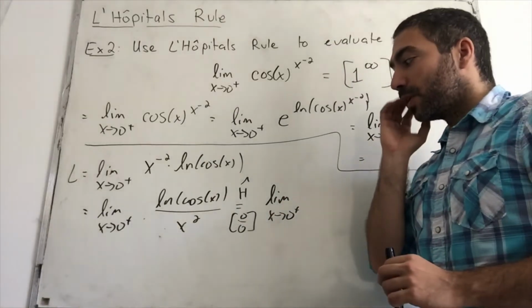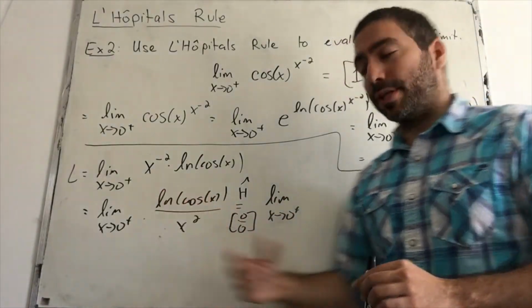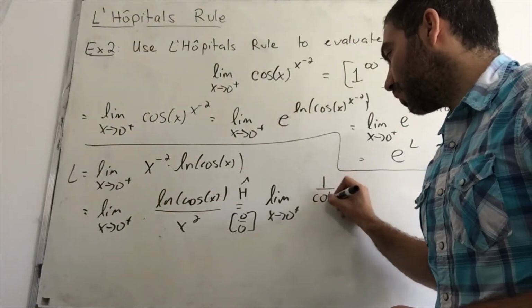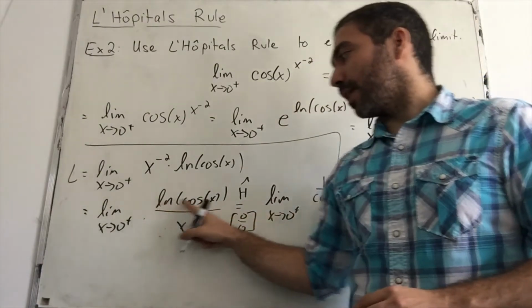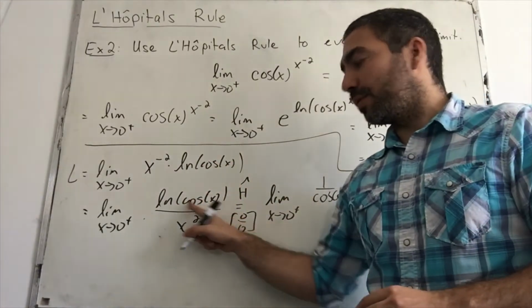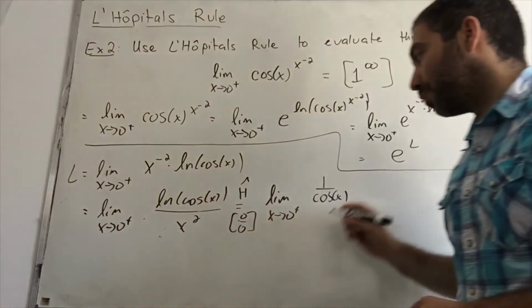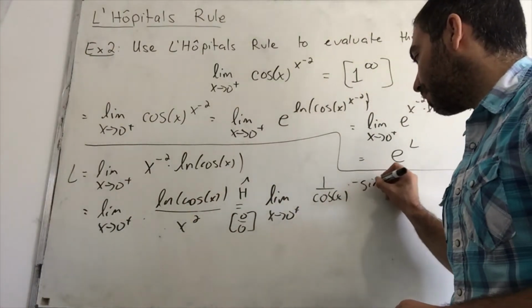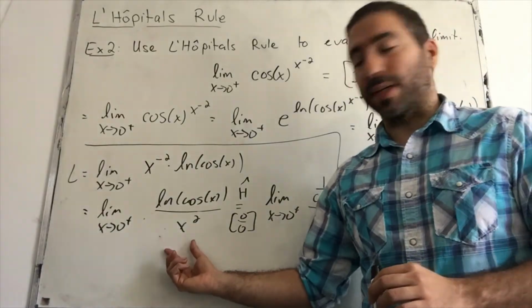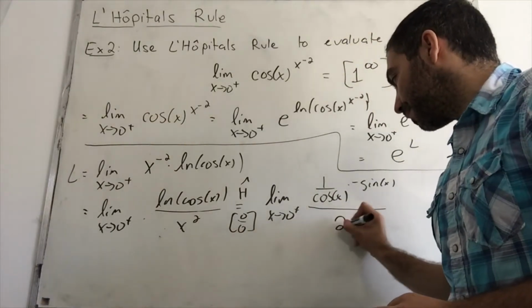Okay. So we take the derivative of the numerator and denominator individually. So the derivative of ln of cos is 1 over cos. Think of it as ln of x, 1 over x, so 1 over whatever's in its bracket, times the derivative of what's in its bracket. So the derivative of cos is negative sine. On the bottom, we're taking the derivative of x squared, which is just 2x.